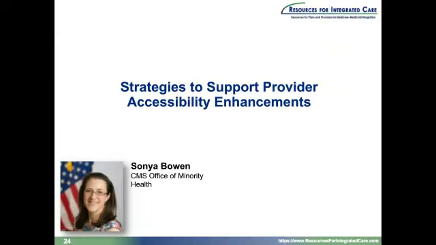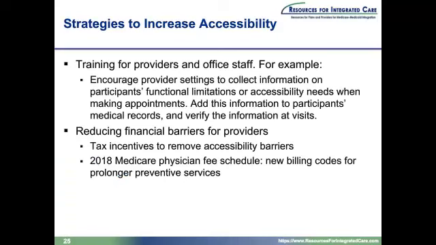So there are different strategies to consider when developing and implementing an accessibility plan and budgeting for making improvements over time. Training for providers and office staff is a critical strategy for increasing accessibility in the care environment.